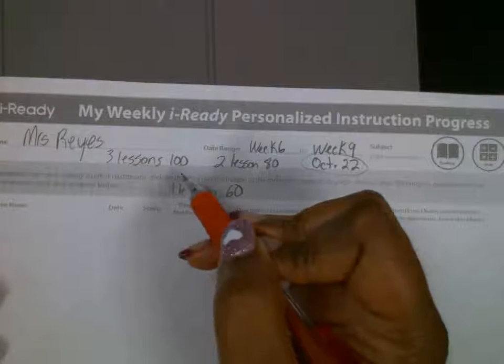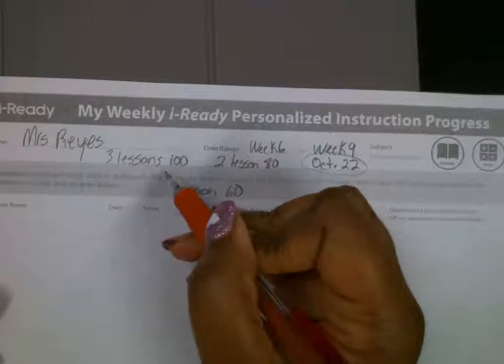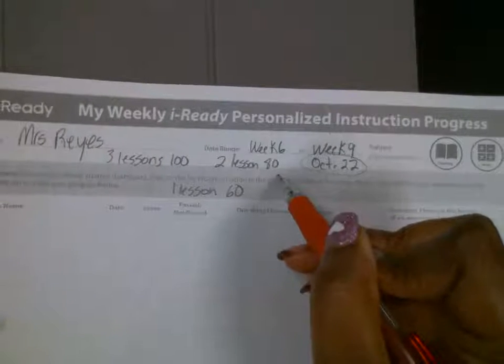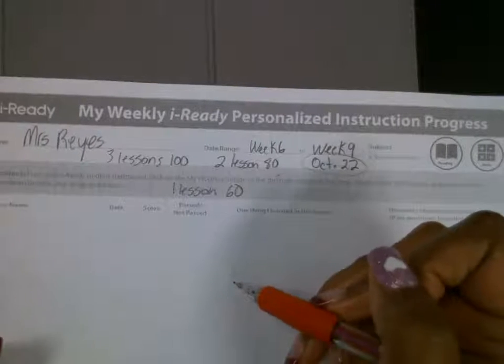All right, so this is how this works. You have to pass and complete 3 lessons for a 100. 2 lessons passed and completed is an 80. 1 lesson passed and completed is a 60. It's super easy. You just need to get it done. Last week you should have done your first lesson. If you didn't, just do it this week.